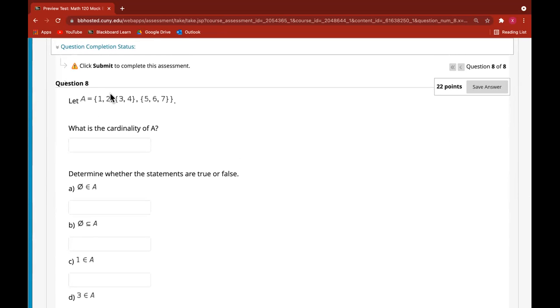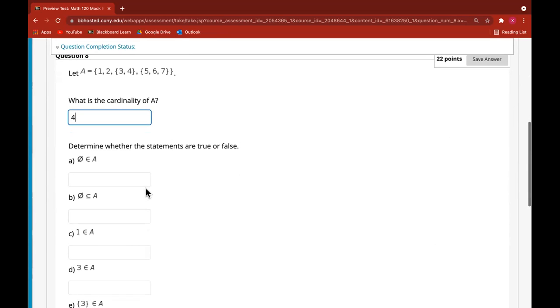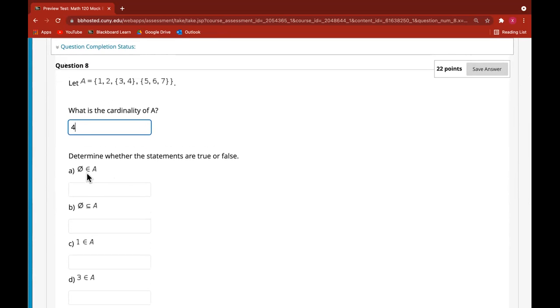Okay, next. It's asking what's the cardinality of A. So if you count, we have an element 1, we have an element 2, we have an element 3, the set containing 3, 4, and the set containing 5, 6, 7. So there are 4 elements. The cardinality is 4. And next, we're asking, is the empty set an element in set A? Do we have an element of empty set? No, so this is false.